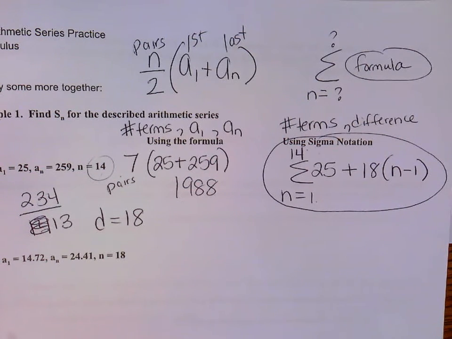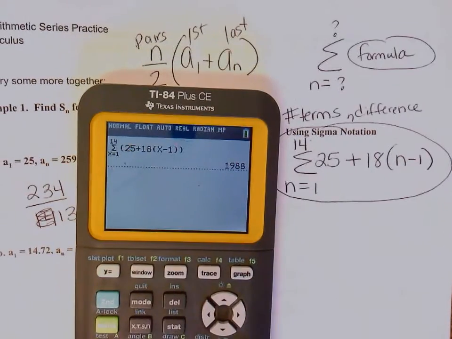On a quiz, I'm not going to make you do it both ways, but you want to be really comfortable with these formulas and how to do it multiple ways. So n goes from 1 to 14, 25 plus 18 times n minus 1. So we should just confirm that, yes, it did come out to 1988.